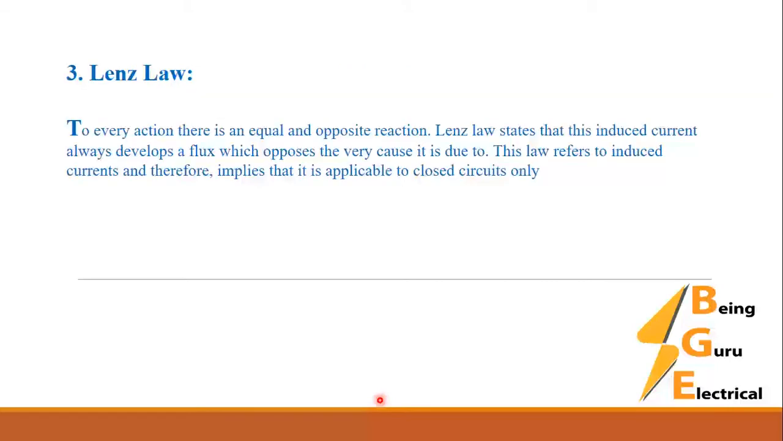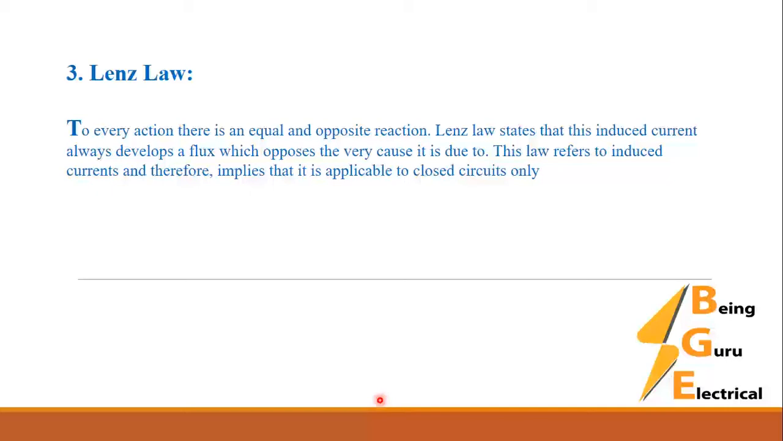Number 3 we have Lenz's law. So what is Lenz's law? Lenz's law states that to every action there is an equal and opposite reaction. It states that the induced current always develops a flux which opposes the very cause that produces it.